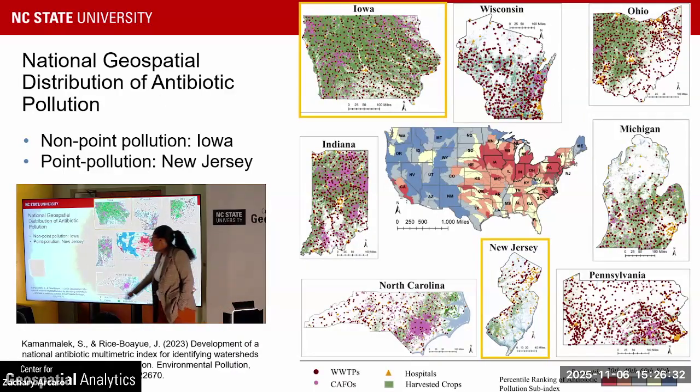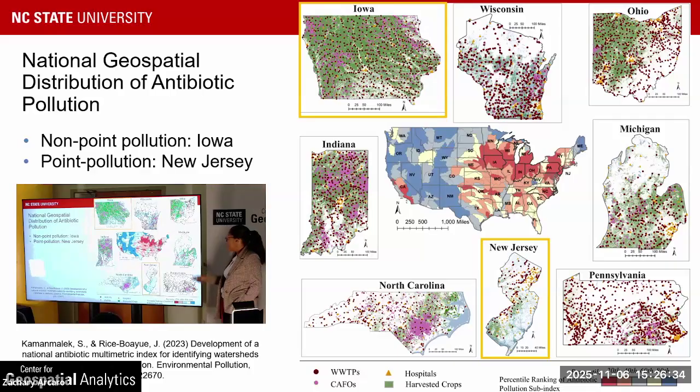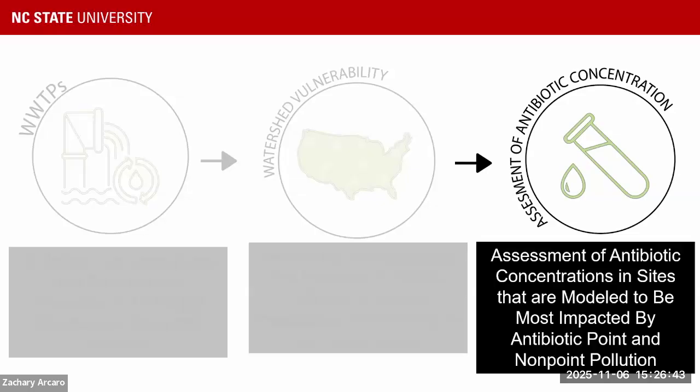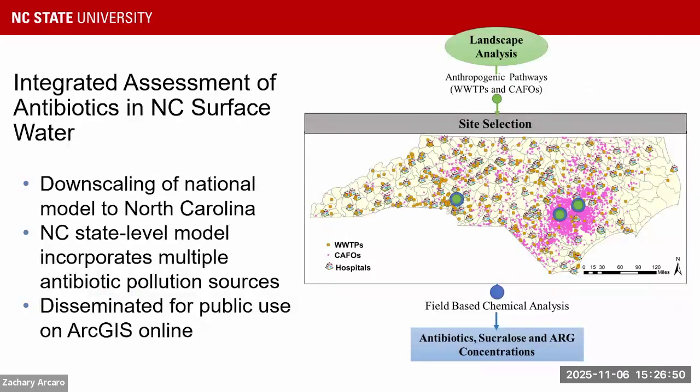This study was published in Environmental Pollution, so there's a lot more detail that we go into about the outcomes of that index. But just for time and to tell the fuller story, we now had this national model, and we were interested in downscaling that to North Carolina and integrating it into this approach where we're doing a landscape analysis, identifying sites, and then going out in the field, collecting samples at these sites and measuring for antibiotics, as well as antibiotic resistance genes.